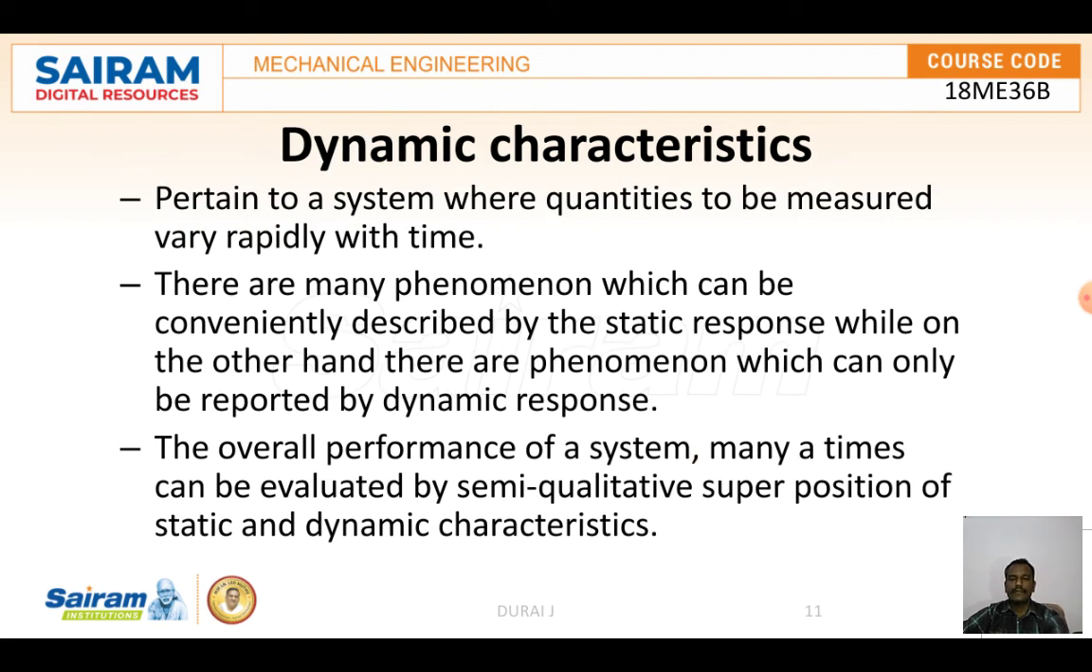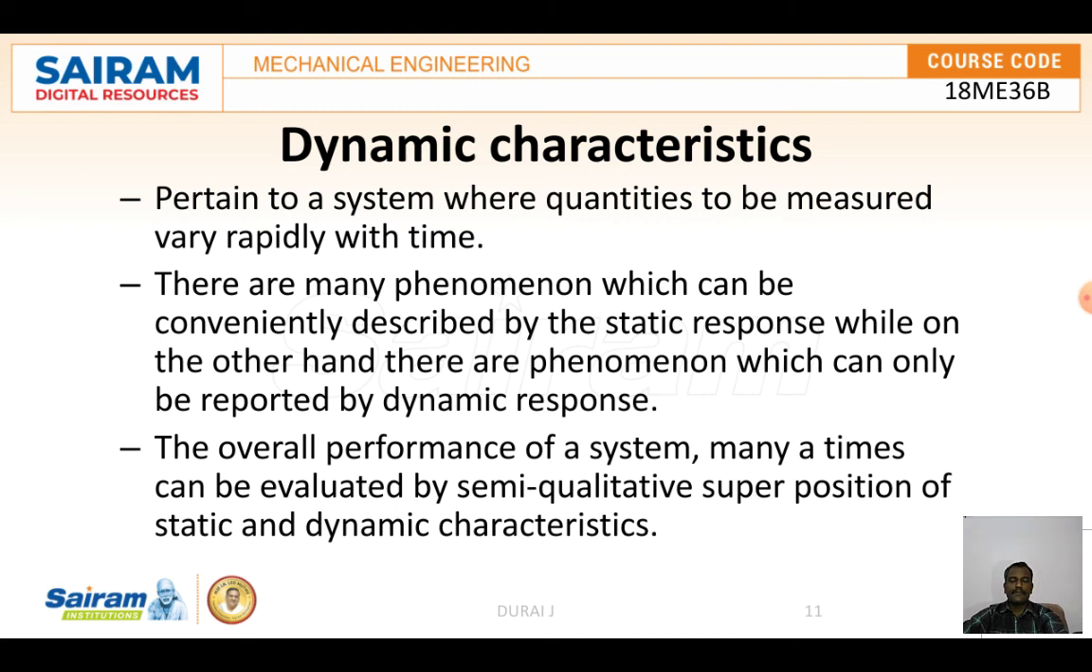Dynamic characteristics pertain to a system where the quantities to be measured vary rapidly with time. There are many phenomena which can be conveniently described by the static response, while on the other hand there are phenomena which can only be reported by dynamic response. The overall performance of the system can often be evaluated by a semi-quantitative superposition of the static and dynamic characteristics.